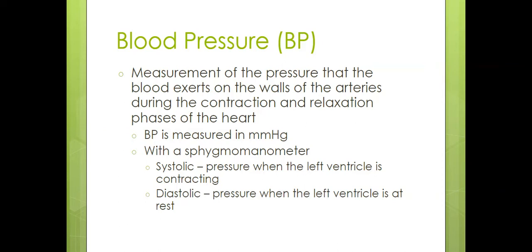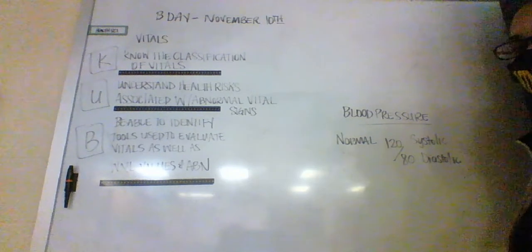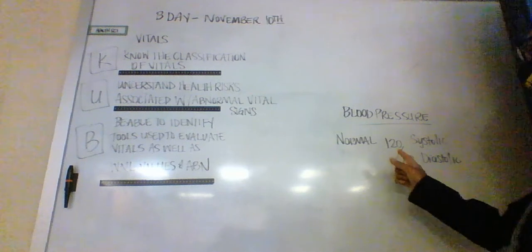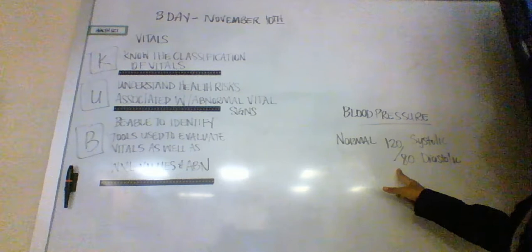The systolic pressure, which is the top number, is when the left ventricle is contracting, and the diastolic pressure, the bottom number, is when the left ventricle is at rest. And I'll show you in just a moment how a blood pressure is written. So a blood pressure is written in the form of a fraction. A normal blood pressure is 120/80.